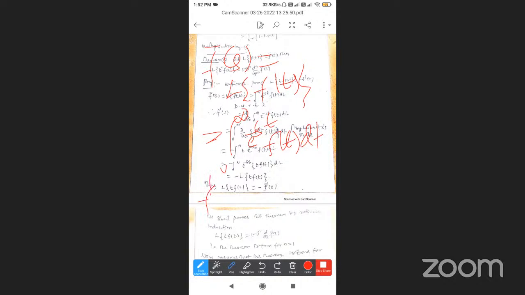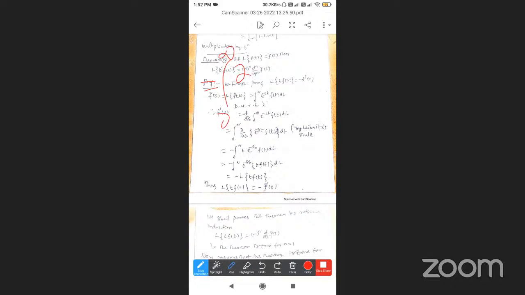The left side is f dash of s is equal to, right side, d by ds of the same integral 0 to infinity e power of minus st into f of t into dt. So the integral d by ds, derivation and integral, by using the Leibniz theorem, 0 to infinity dou by dou s of e power of minus st into f of t dt. By Leibniz rules you have to apply.